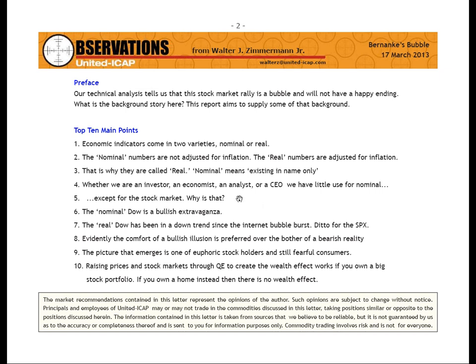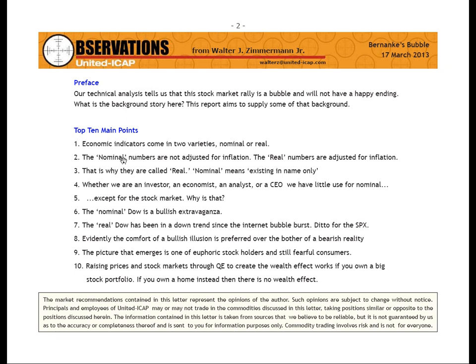But again, the preface is technical analysis suggests this rally is a bubble and won't have a happy ending. So is there a background story to buttress or support, or at least indicate that the technical view might be correct? And what we're going to be starting off looking at are some economic indicators which come in one of two varieties, either nominal, just the straight numbers, or real, adjusted for inflation.